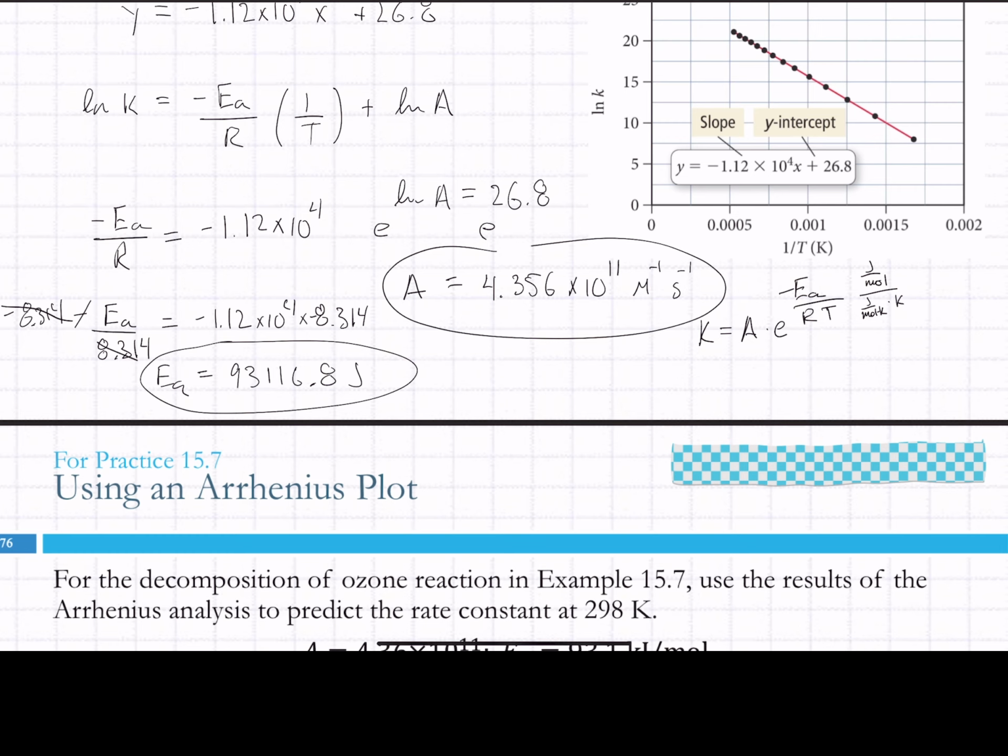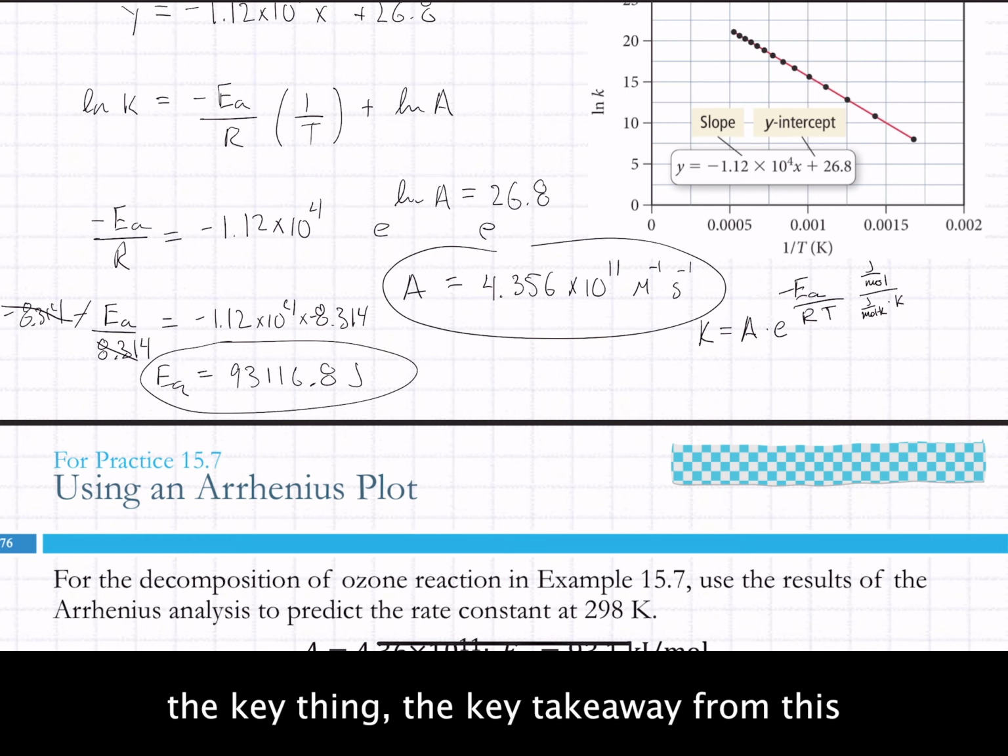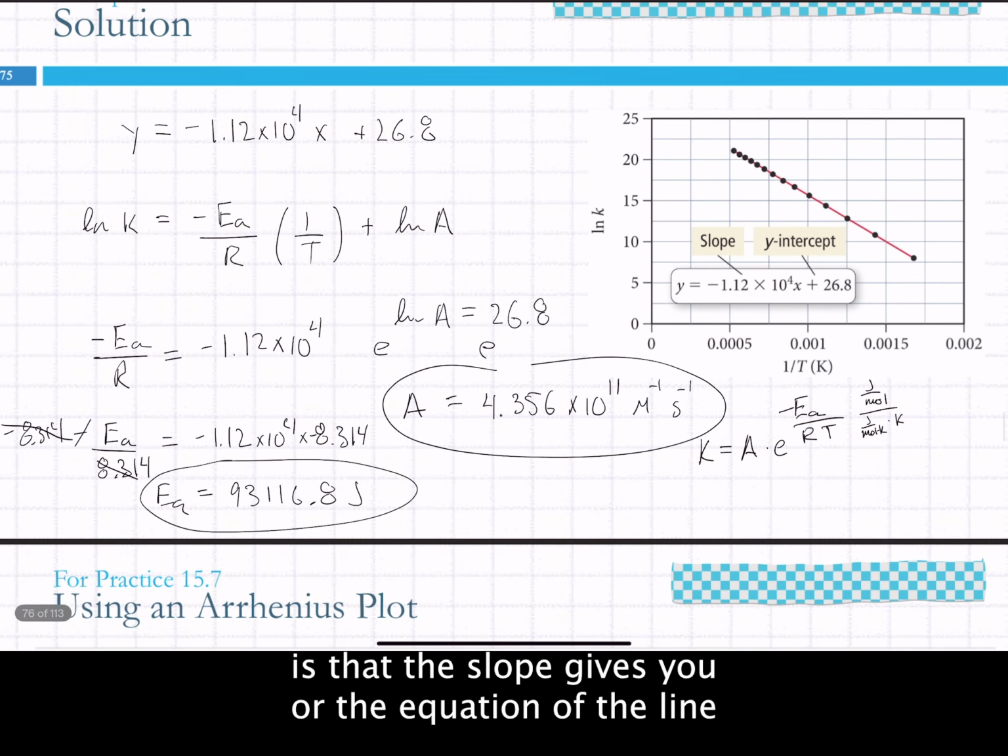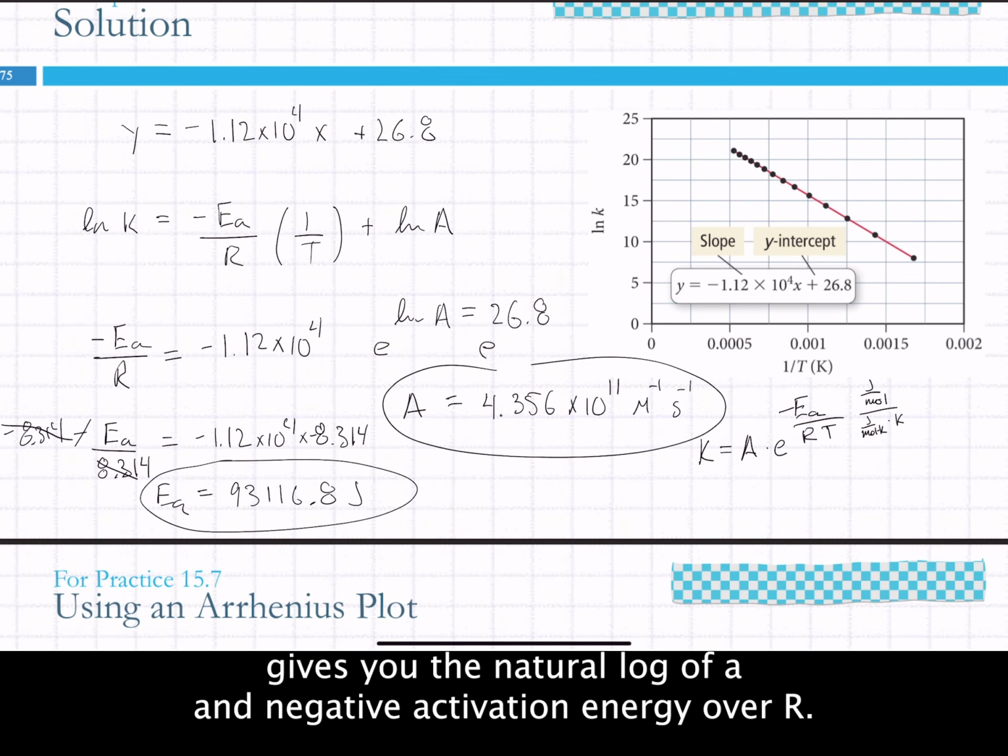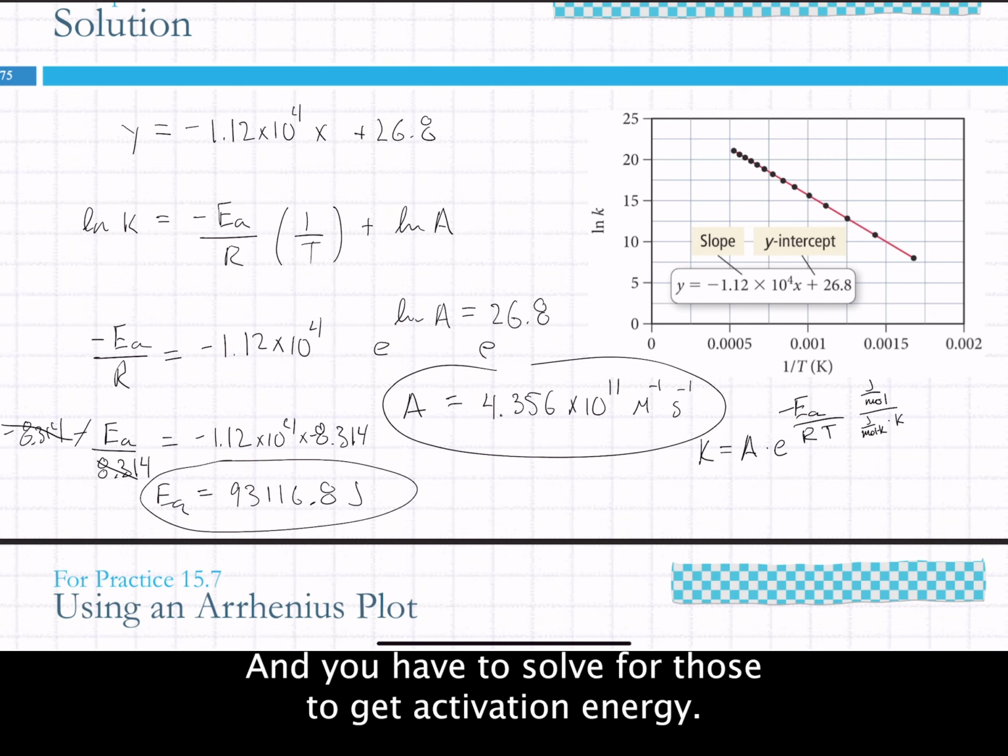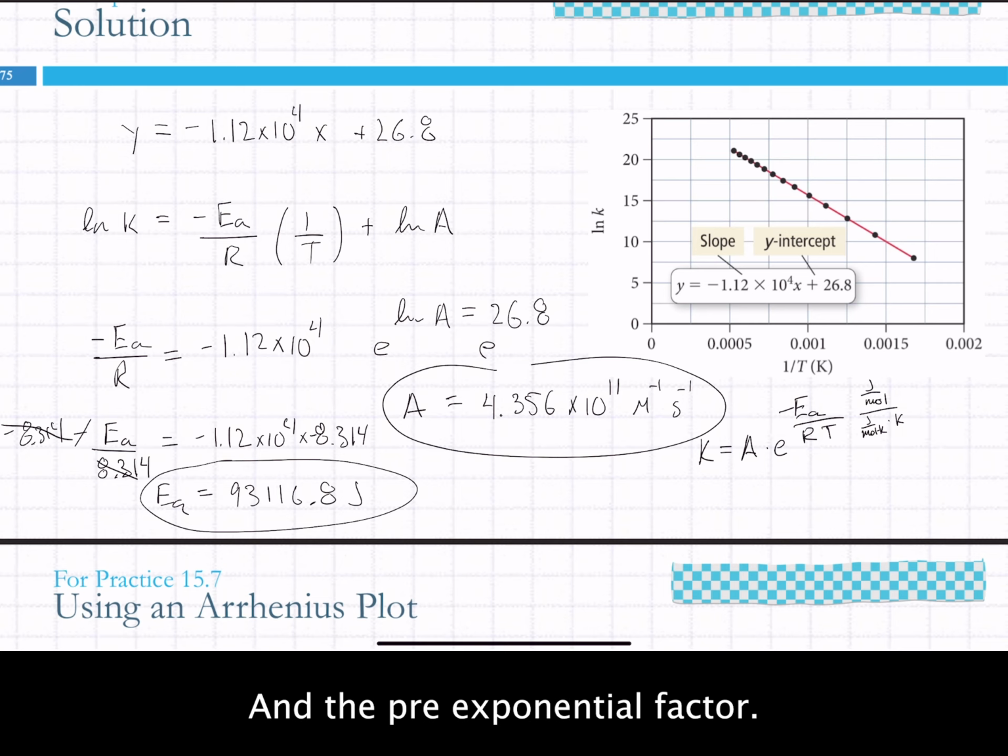So really the key takeaway from this is that the slope, or the equation of the line, gives you the natural log of A and negative activation energy over R, and you have to solve for those to get activation energy and the pre-exponential factor. Aside from that, it's algebra.